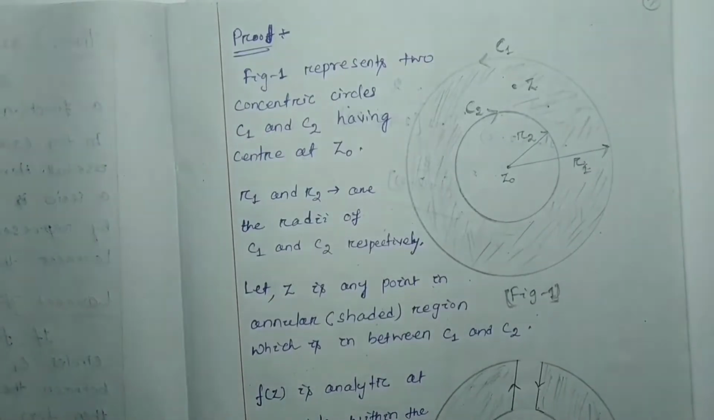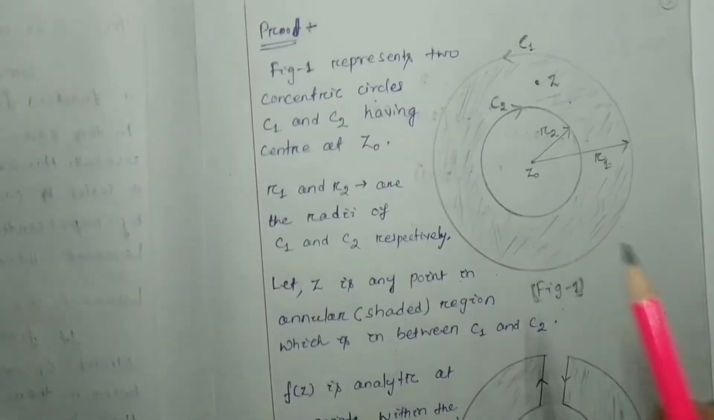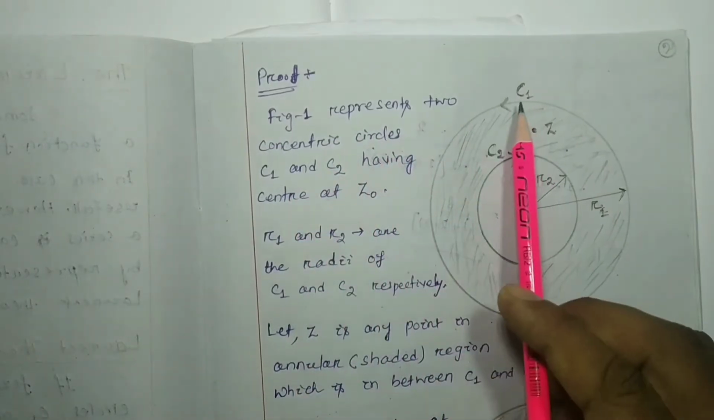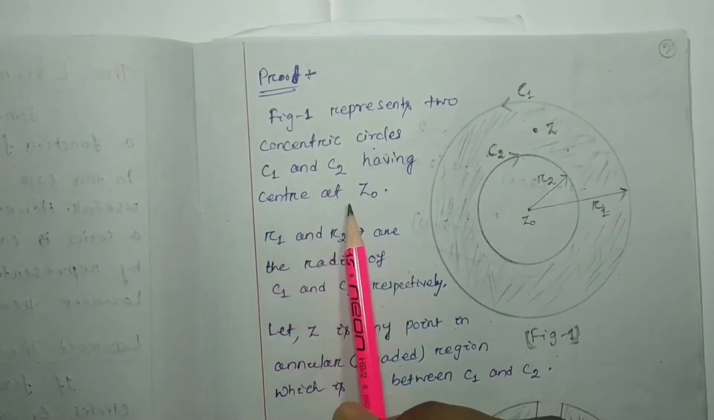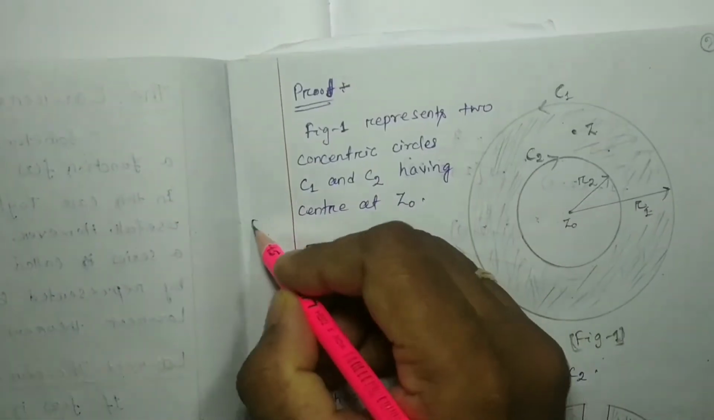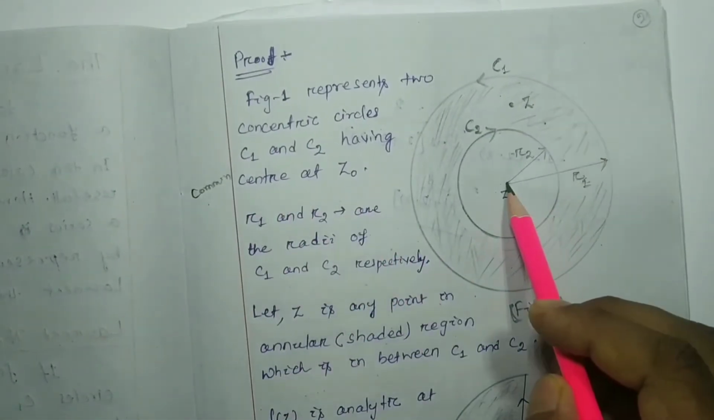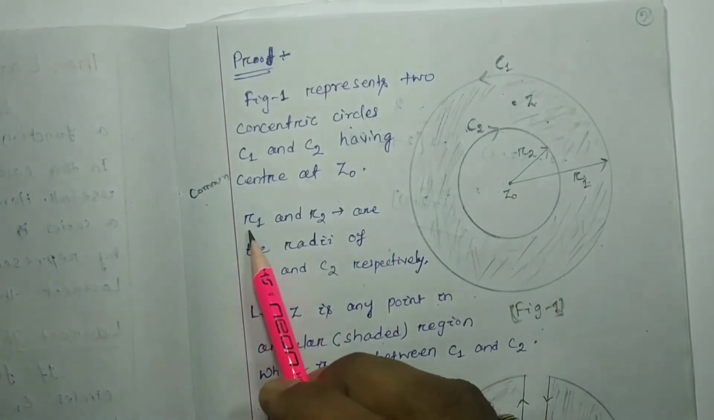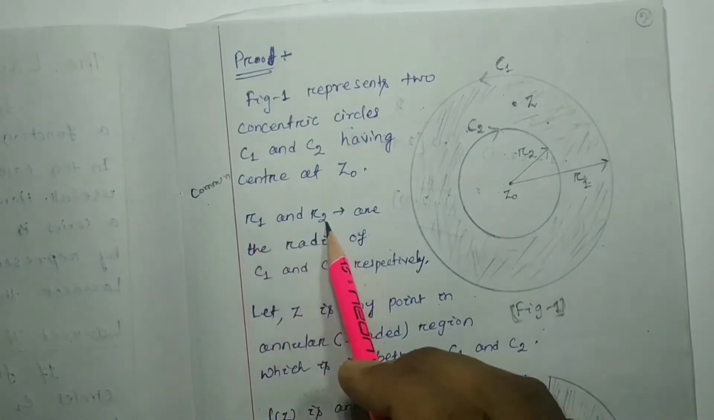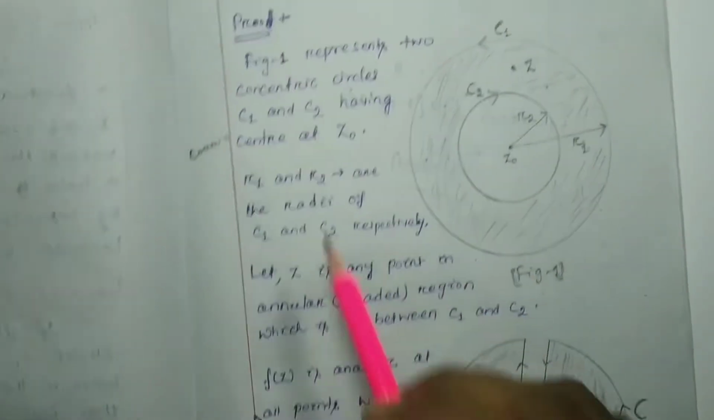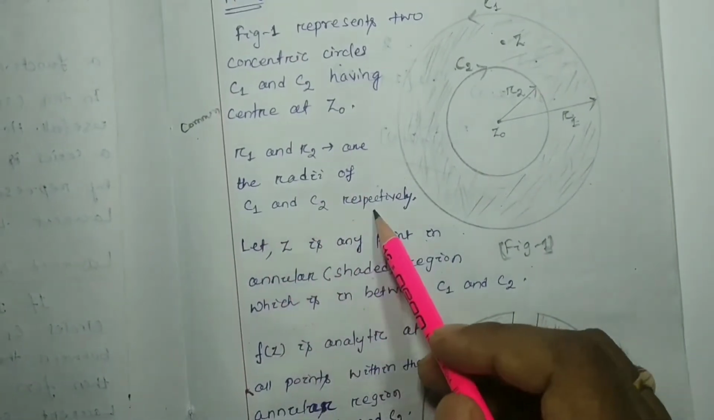So here is figure 1, and this is your figure 2. Figure 1 represents two concentric circles C1 and C2 having a common center, you just write common center at Z0, right? R1 and R2 are the radii of C1 and C2 respectively.